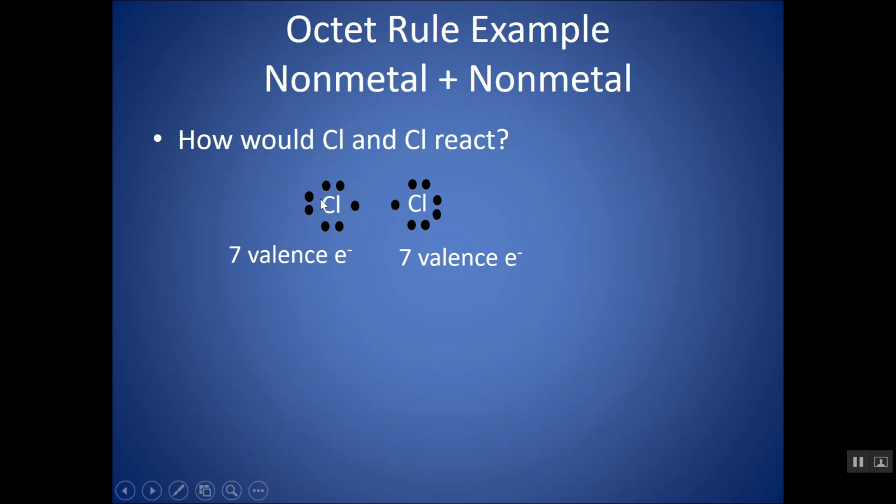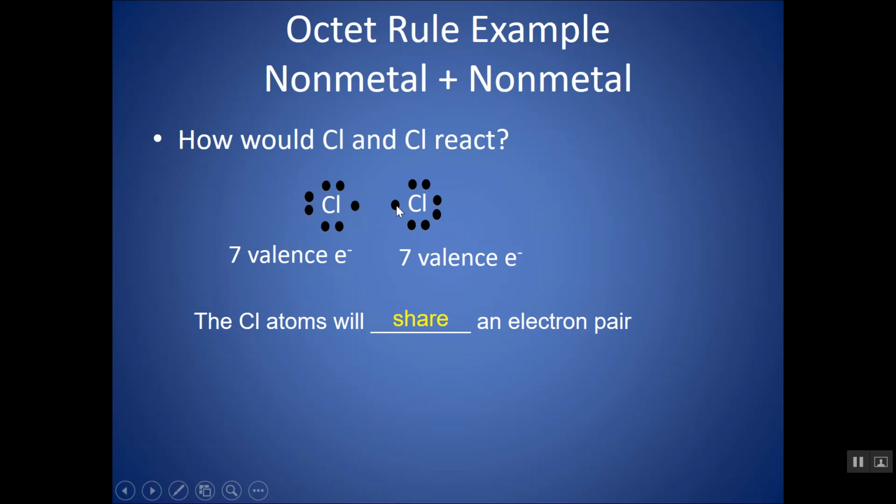How could chlorine get 8 valence electrons? Well, each chlorine would have 8 valence electrons if it could gain one more. So each chlorine is trying to gain one more. So neither of them wants to lose an electron. Like if this were a metal and a nonmetal, the metal could lose an electron and give it to the nonmetal. But in this situation, they both want to gain. So what are they going to do? They are going to share an electron pair.